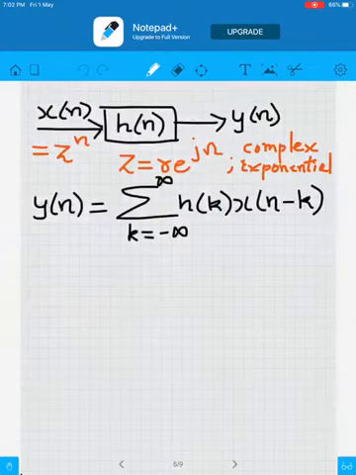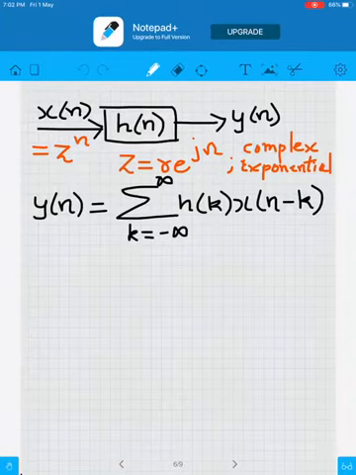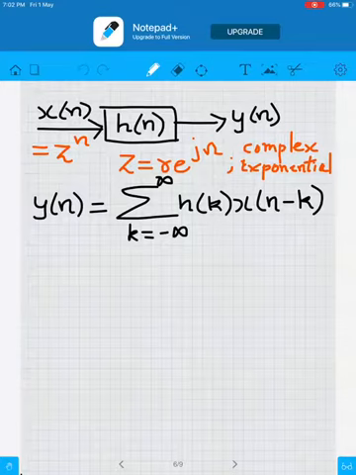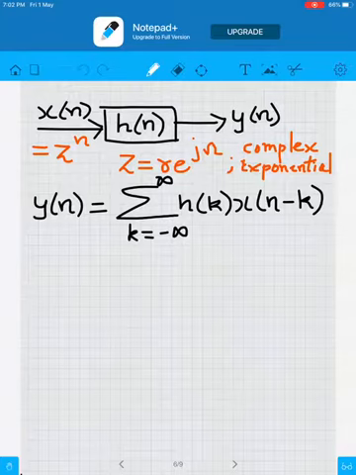We will see, do we have a similar kind of analogy for the discrete time LTI system? So let us consider a discrete time LTI system with input x of n and output y of n, and impulse response given by h of n. Let us consider a discrete time complex exponential sequence z power n as an input, where z is equal to r into e power j omega, applied to the LTI system.